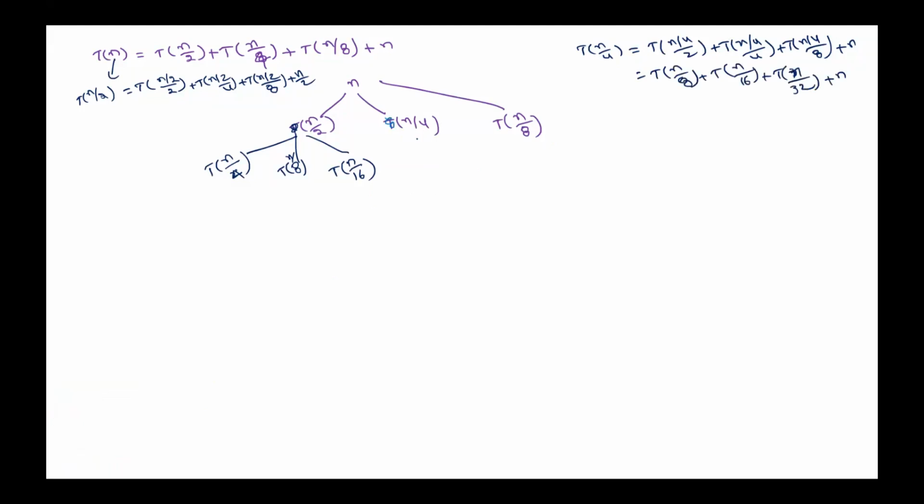In place of T of n by 4, what is that we can write? T of n by 8, T of n by 16, T of n by 32. Similarly, in place of T of n by 8, what is that we can write? Wherever n is there, n by 8. What is T of n by 8? T of n by 8 by 2, T of n by 8 by 4, T of n by 8 by 8 plus n by 8. Is that okay? Now, what is that we can write in place of T of n by 8?